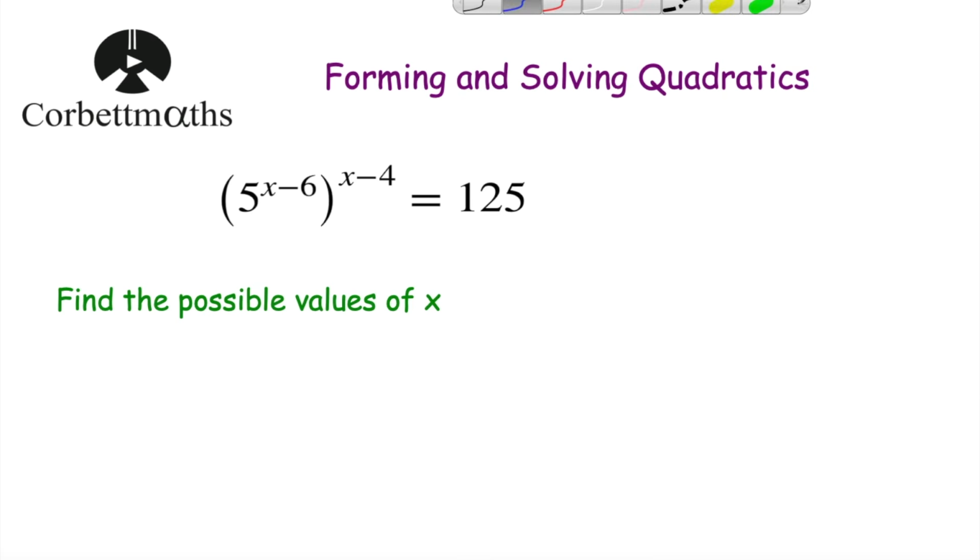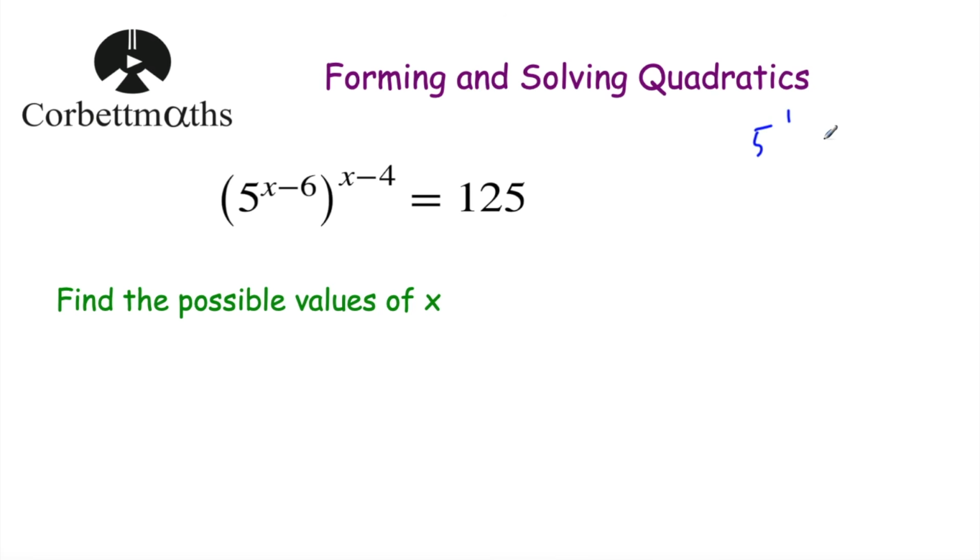So here we have 5 to the power of x minus 6, close brackets, to the power of x minus 4 equals 125. And we've been asked to find the possible values of x. So here I can see we've got a power of a power, so we're going to times the powers together, but we've got it equal to 125. Now that's not a coincidence, because 125 is a power of 5.